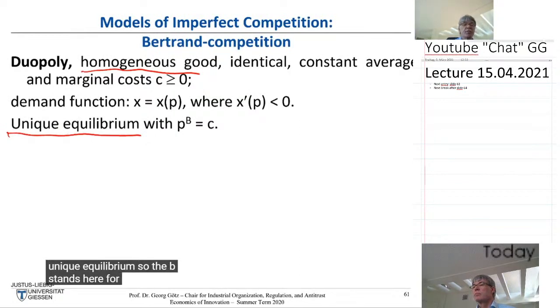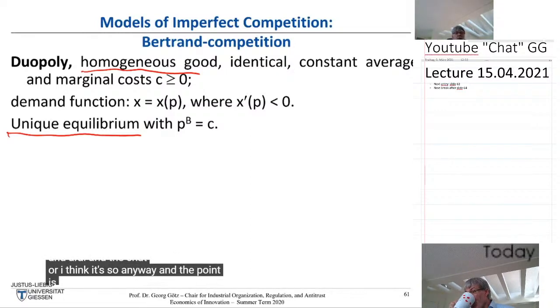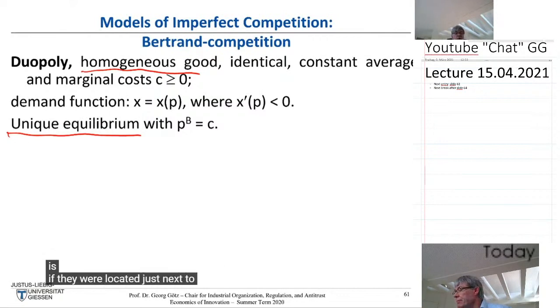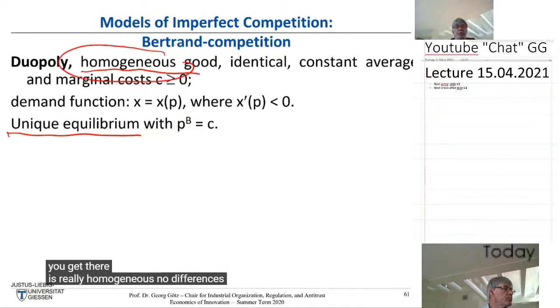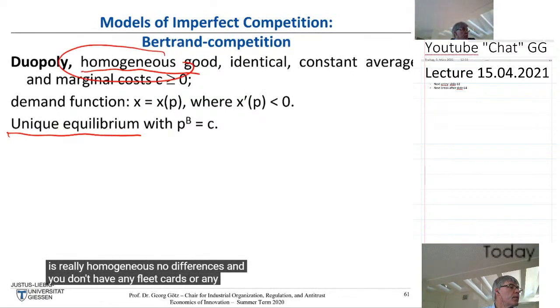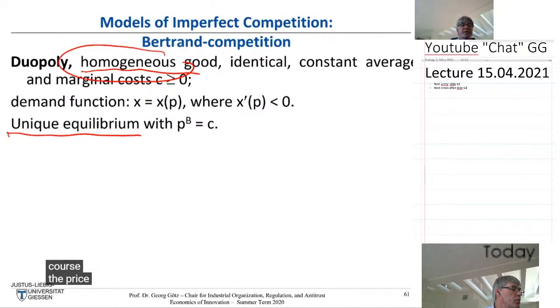So the B stands here for Bertrand. This is the so-called Bertrand paradox. You have cutthroat competition. Just think of Schiffenberger Tal. There are two gas stations there, Aral and, I think, Esso. Anyway, the point is, if they were located just next to each other, and everyone assumes that the gasoline you get there is really homogeneous, with no differences, and you don't have any fleet cards or any ADAC bonuses or something like that, of course, the price would go down to marginal cost.